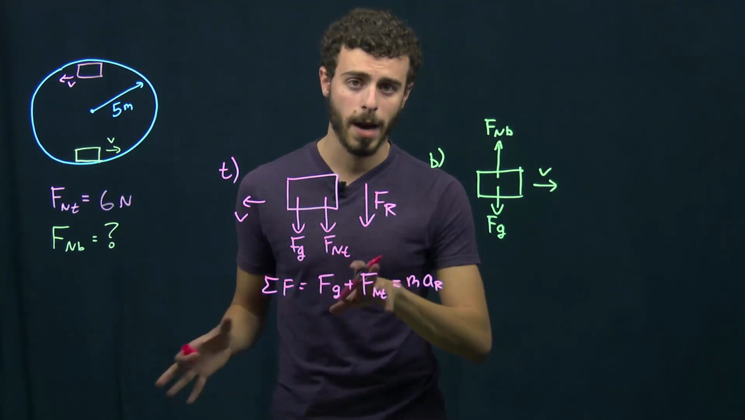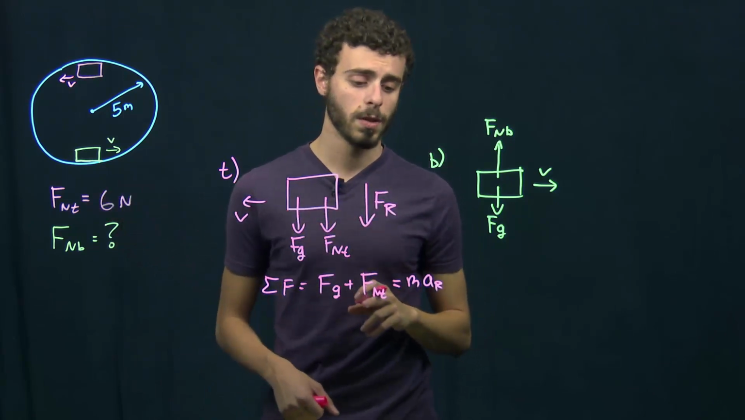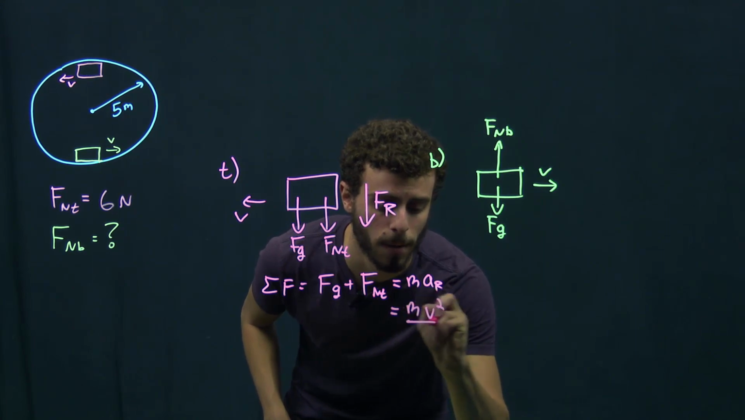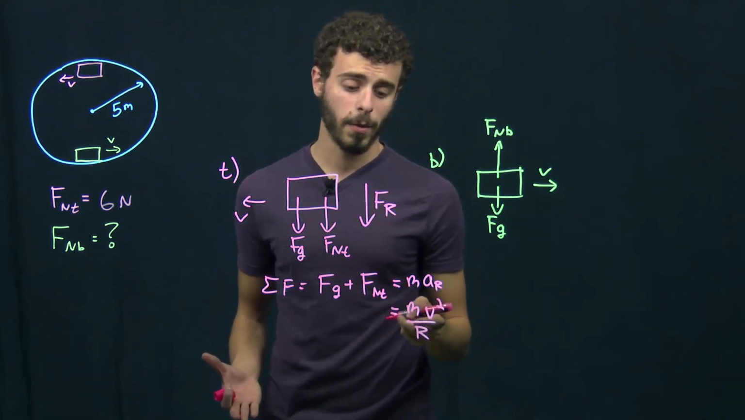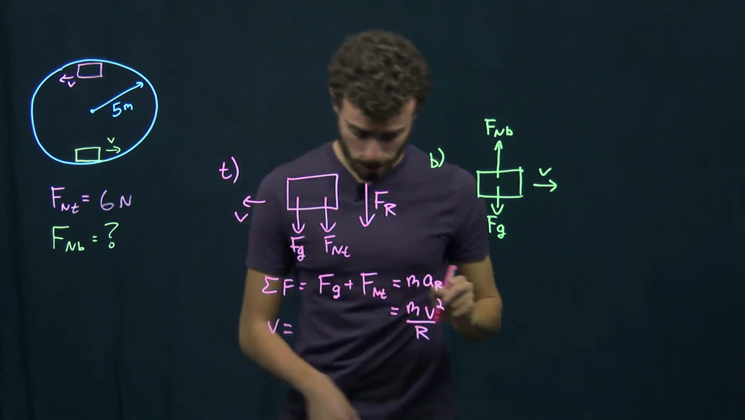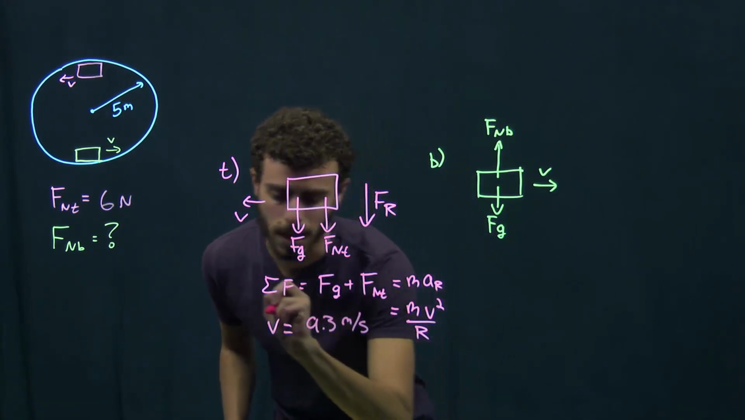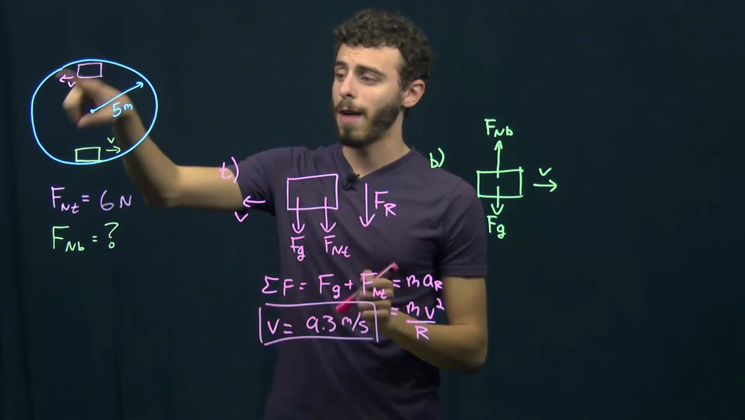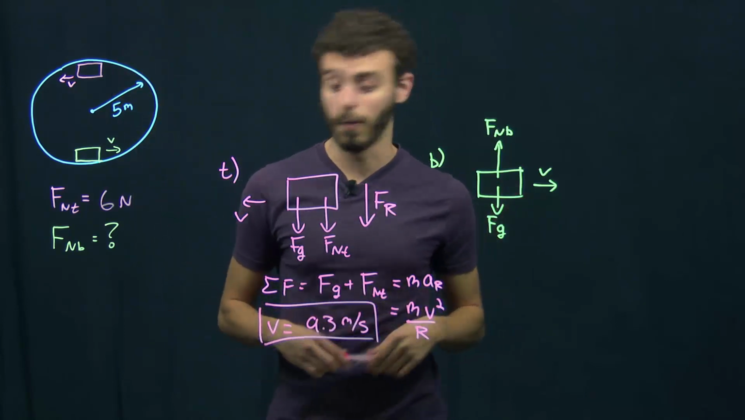At this point we can solve. We know Fg, and we know the normal force at the top is 6 newtons. The only thing we want to note now is that this a radial is of the form v squared over r. Given this information, we can plug everything in and solve for our velocity. We should get a velocity of 9.3 meters per second. Since this is uniform circular motion, the car should be traveling at that velocity throughout the whole loop. So now we can use that velocity over here.